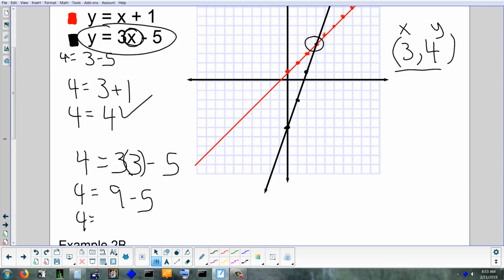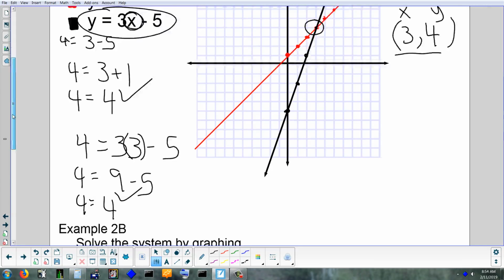Bring my 4 down. 9 minus 5, Miguel? 4. It happened to be 4. We happen to have 4 equals 4 in both equations. It's not always going to work out that way. It just did on this one. So (3, 4) is a solution for this system. All right? So again, the new piece was the graphing part. Plugging it in, we've already done.